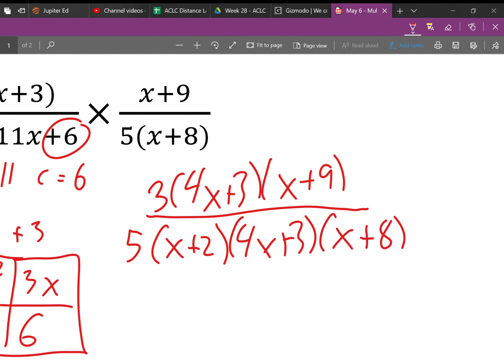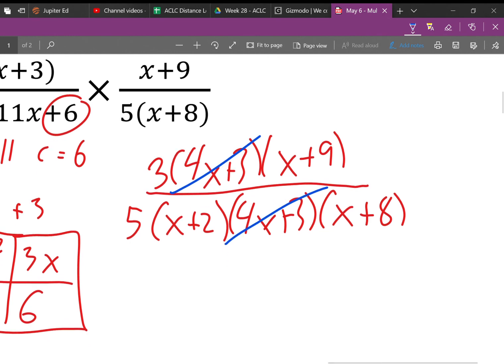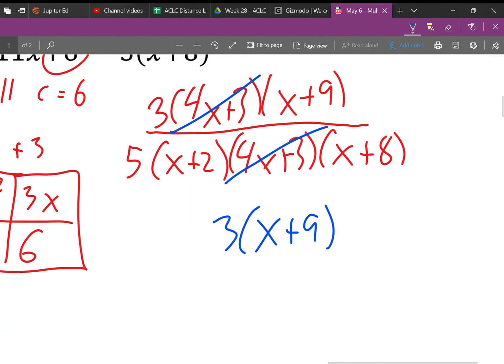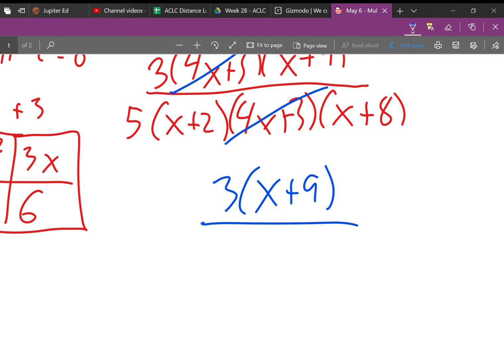All right, so everything's as factored as it can be. I have my numbers pushed to the front, and now it looks like there's only one change I can make. I can cancel out a 4x plus 3 here and here. Everything else just stays where it is, right? So I have 3 on the top, I have x plus 9 on the top. The fraction 3 over 5 does not reduce at all, if you were wondering. 5 times x plus 8, and that is my answer.